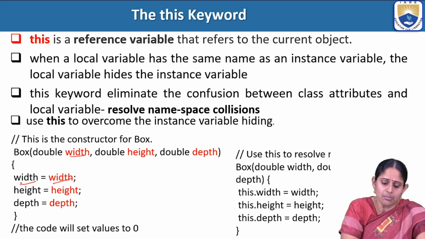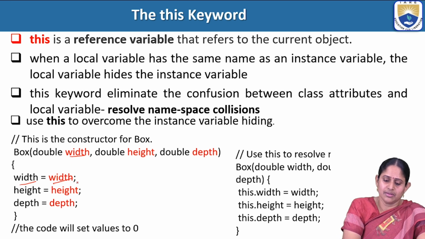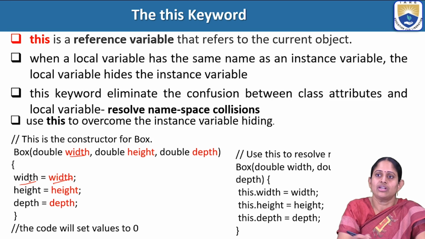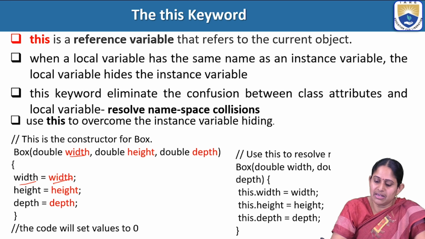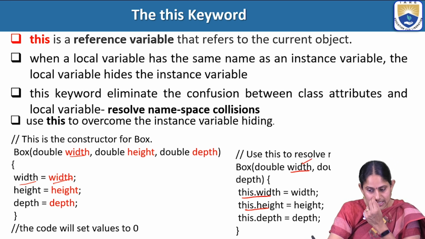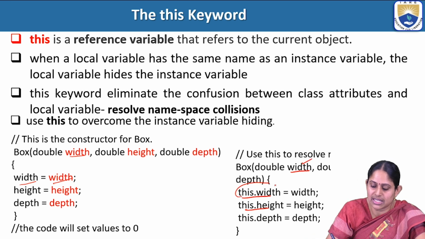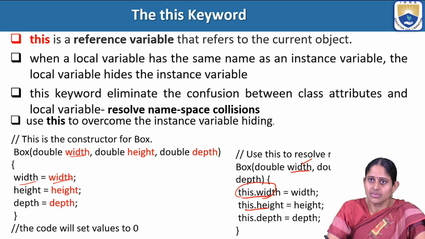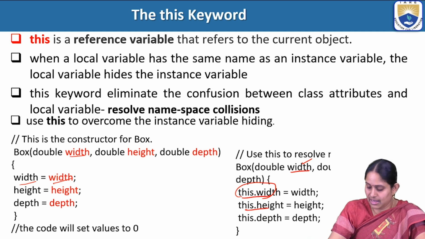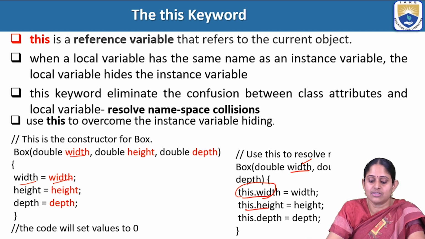Here, both the local and the instance variables are referred to with the same name. So in order to identify the instance variable, we make use of the this keyword. Whatever variable is being passed, these are the local variables. So these variables are being assigned to the instance variable of that particular object. So this is one of the main uses of the this keyword, to aid in namespace collision.